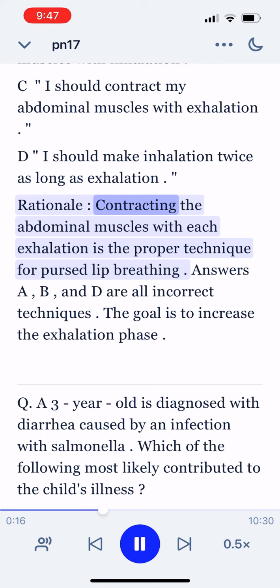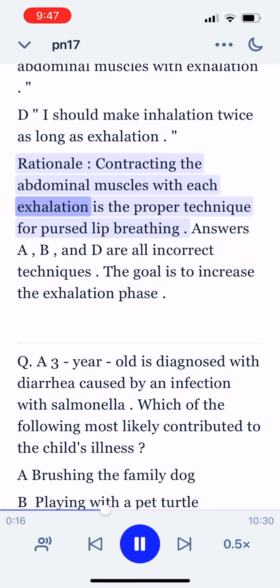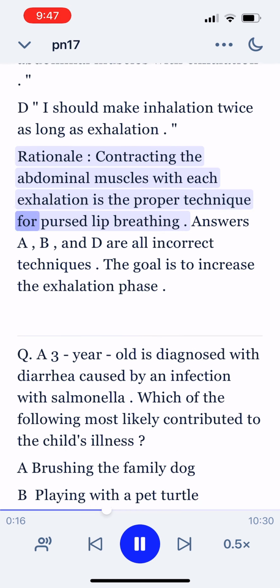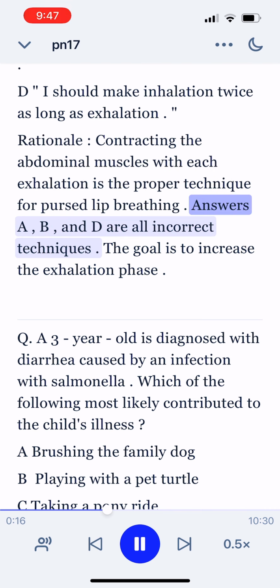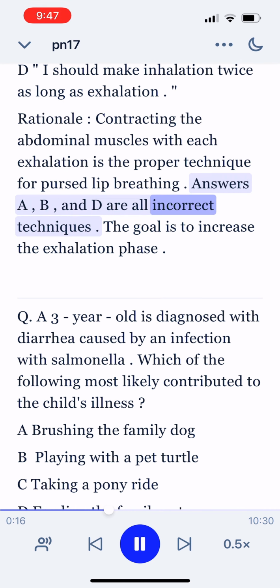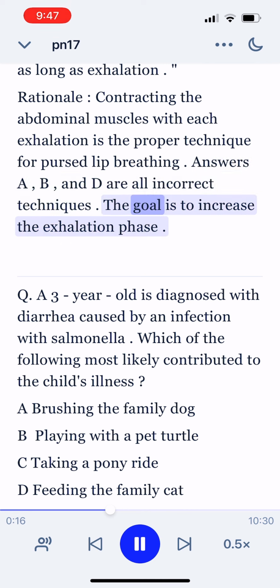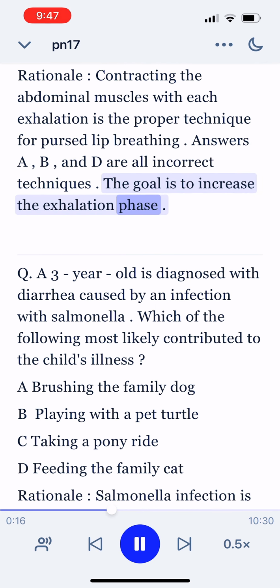Rationale: Contracting the abdominal muscles with each exhalation is the proper technique for pursed lip breathing. Answers A, B, and D are all incorrect techniques. The goal is to increase the exhalation phase.